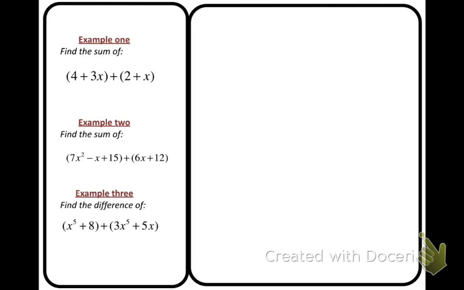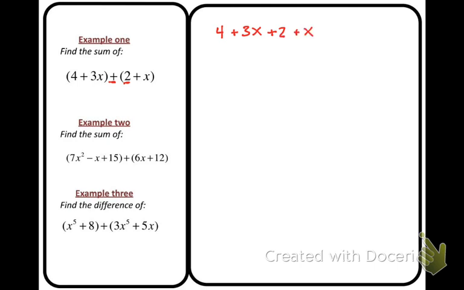So example 1. Find the sum of 4 plus 3x plus 2 plus x. First thing we notice is that these two are being added, so there's no need for a prior step before we tackle this. Since it is an addition problem, we can start with just dropping the parentheses and writing this out as one line. So we have 4 plus 3x, since this is a positive 2, plus 2 plus x.